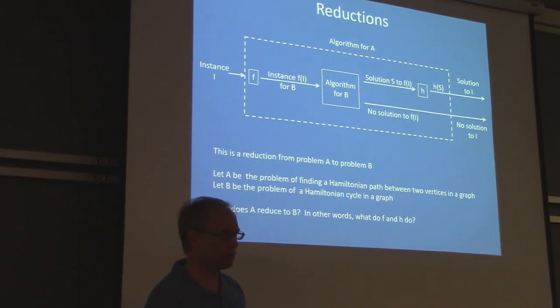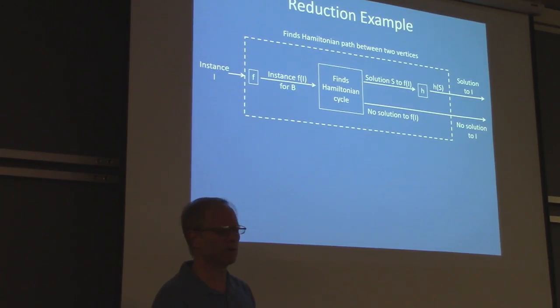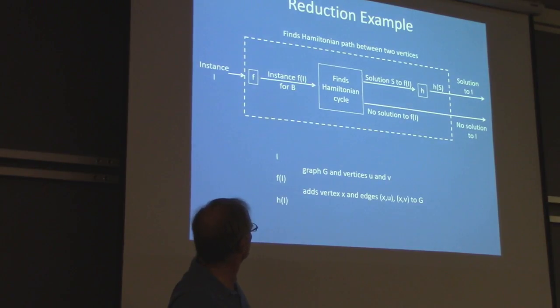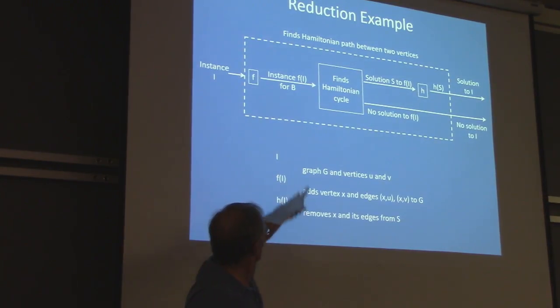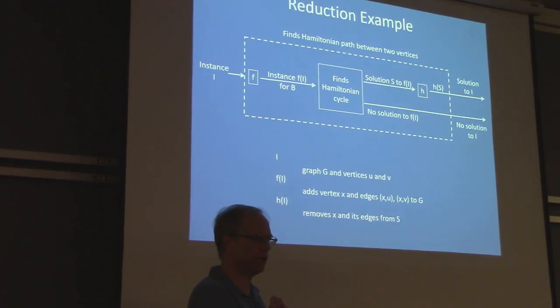And we considered this problem. And right, there's the diagram again. So the input, as I say, is the graph G and the two vertices U and V. F adds a vertex X along with an edge from X to U and an edge from X to V. So it transforms the graph in that way. So it adds a vertex and two edges to the graph.